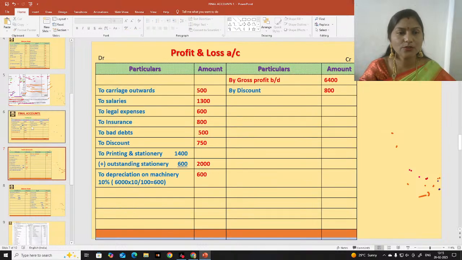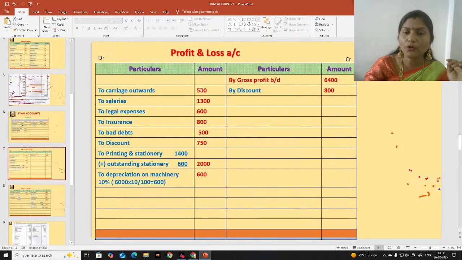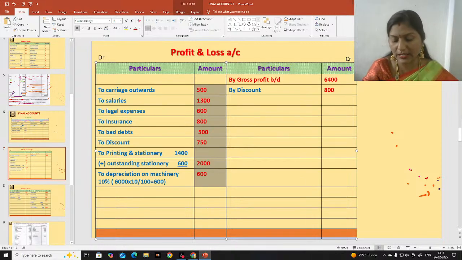So now we are going to do totals of this profit and loss account. And how to balance this account? First add the totals of debit. So how much is it? Let us check. 500 plus 1300 plus 600 plus 800 plus 500 plus 750 plus 2000 plus 600. Okay, total 7,050. So 7,050 we are getting on the debit side as total.